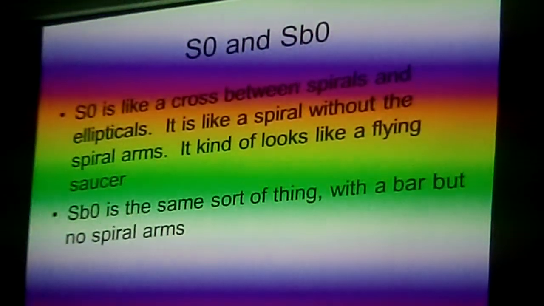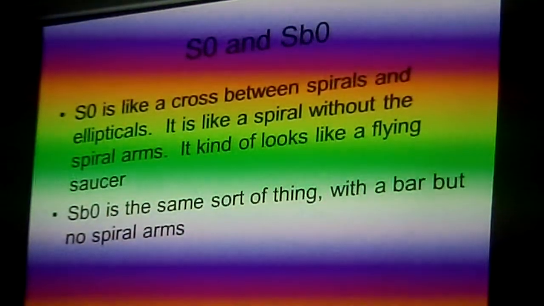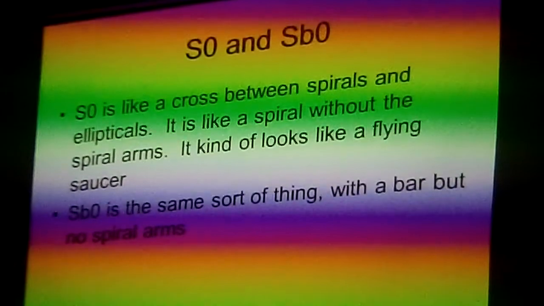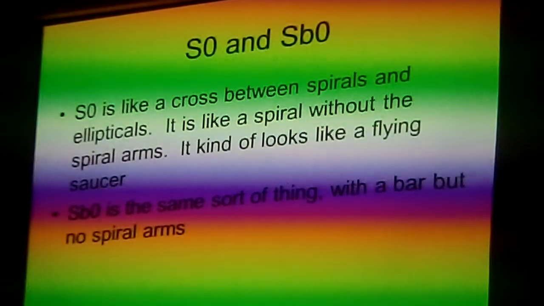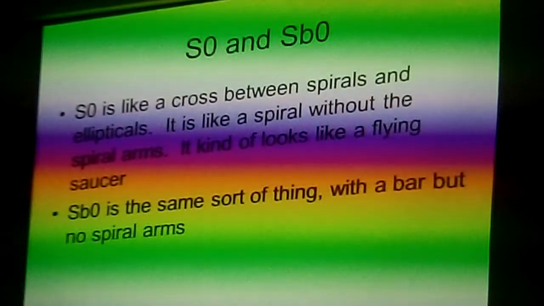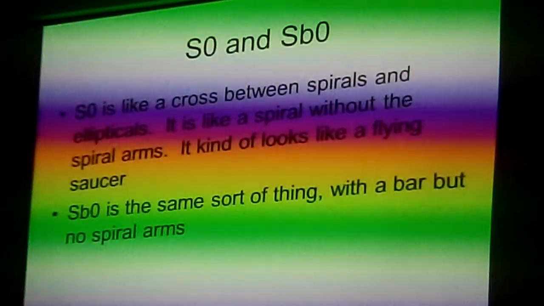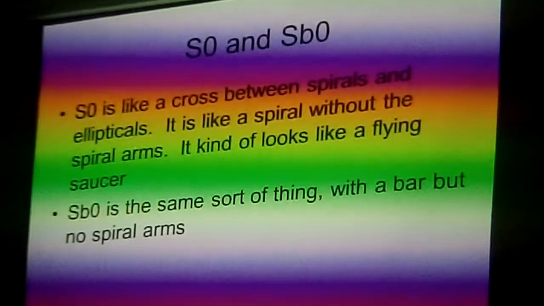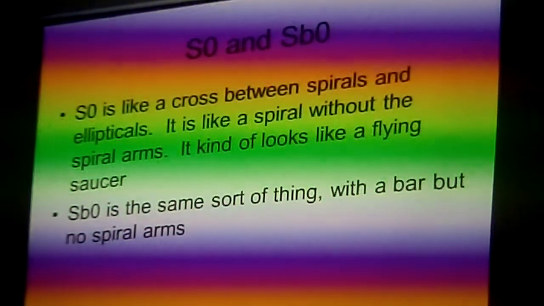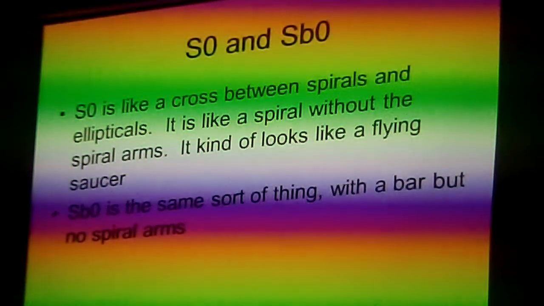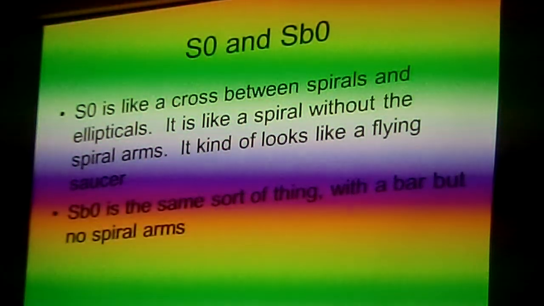What does S mean? Spiral. But 0 means it's not SA, it's not SB, it's not SC, it's S0. 0 means it doesn't have spiral arms. It's like a spiral galaxy without the spiral arms. It kind of looks like a flying saucer. So if I was going to draw a spiral galaxy looking from the side, I kind of draw it like this, right?